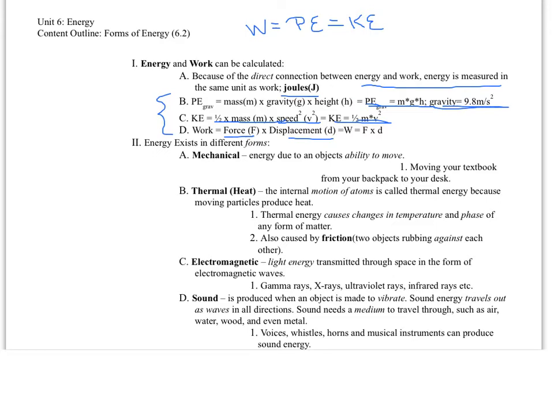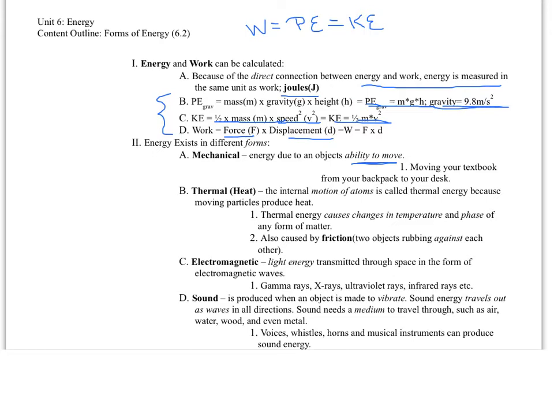an object possesses. There are several different forms of energy. Remember, law of conservation of energy says you cannot create or destroy energy. It only changes form. So the first type is mechanical energy, and this is due to an object's ability to move. So when you carry your textbooks in your backpack, or you put your book from your desk to the backpack, that is mechanical energy.